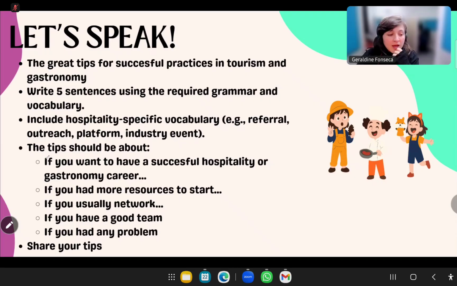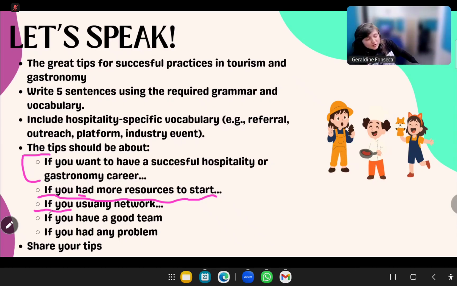For example, the general tip could be the first. If you want to have a successful hospitality or gastronomy career, you have to do this, recycling zero or first conditional. If you had, maybe as a possibility, more resources to start, you could or you would do this and this and this. Yes, the idea is that you identify if your tip is going to be in zero conditional, first conditional, or second conditional.